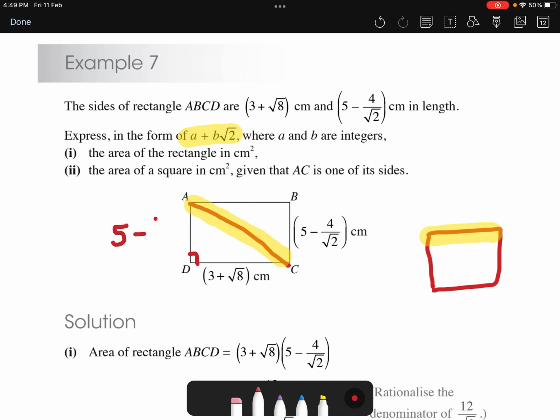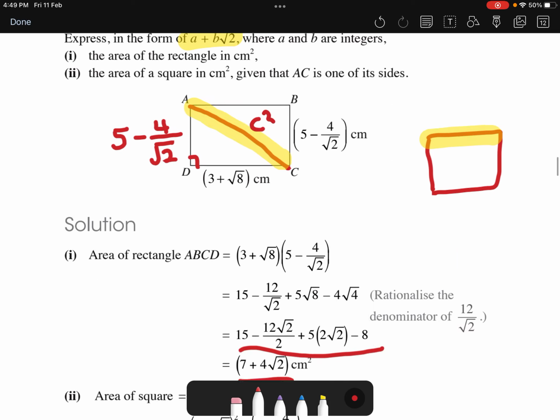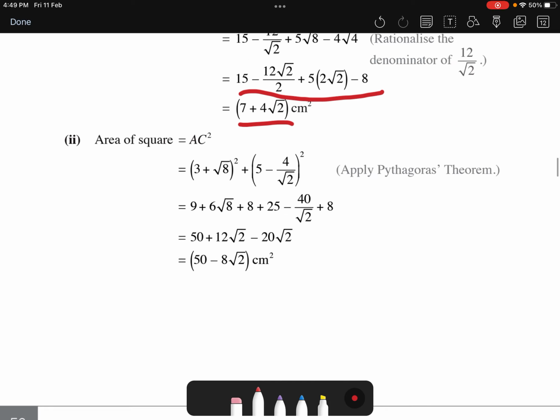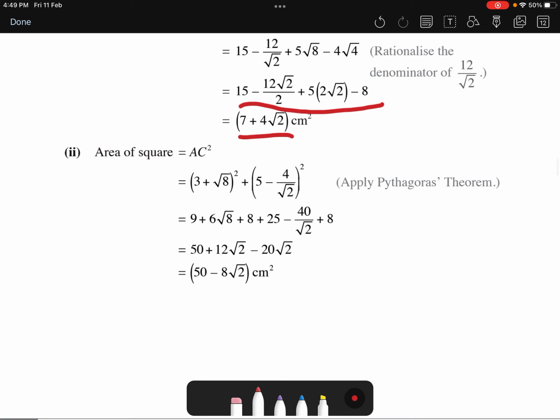So 5 minus 4 over √2. So a² plus b² equal to c². Then after that, you find what is your c², right? You square root the c² to get your length of the hypotenuse, or the longer side of the triangle. So after you get the longer side of the triangle, you just square. You should get 50 minus 8√2. So this is just a very quick example of a word problem involving rationalization.